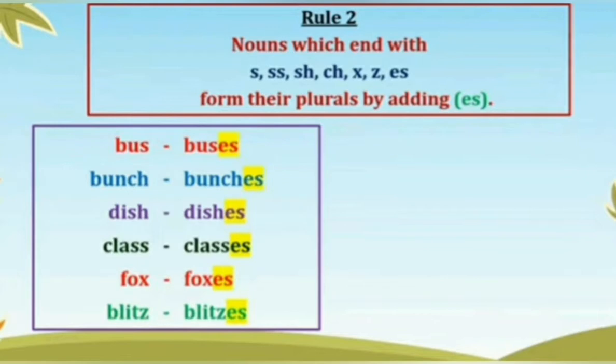Next, class ends with double s, so we add es to form its plural, classes. Fox ends with x, so we add es, foxes. Blitz ends with z, so we add es, blitzes.